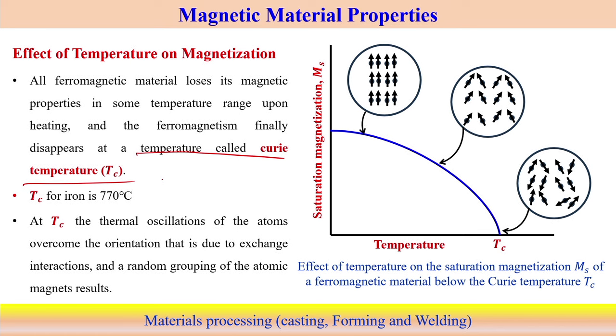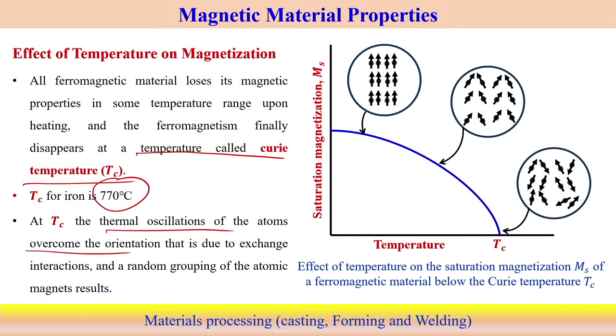Below the Curie temperature the magnetic properties are there, but above the Curie temperature the ferromagnetic material loses its magnetic properties. This Curie temperature for iron is around 770 degrees centigrade. At this Curie temperature T_C, the thermal oscillation of the atoms basically overcomes the orientation of the magnetic moment.